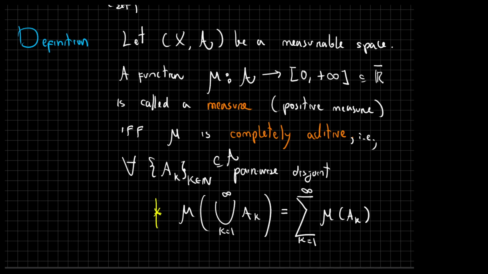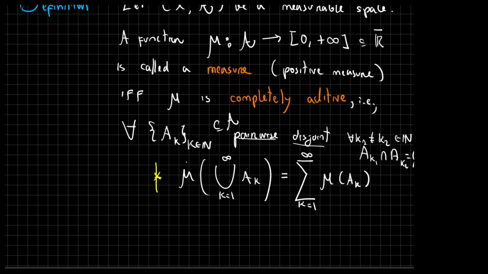If this holds for every family that is pairwise disjoint, this means that for every two different indexes, the intersection is the empty set. So this is the meaning of pairwise disjoint families, and this is the property that is called completely additive. This will be key.